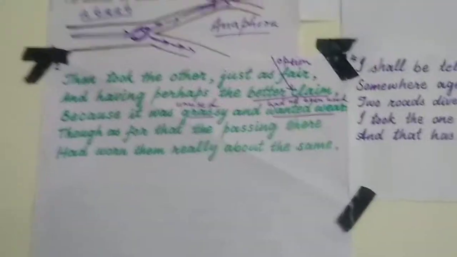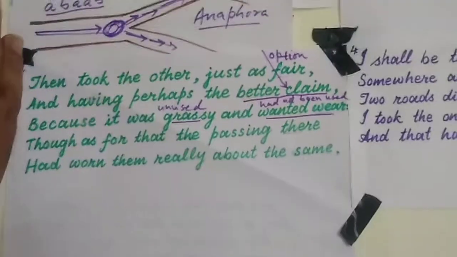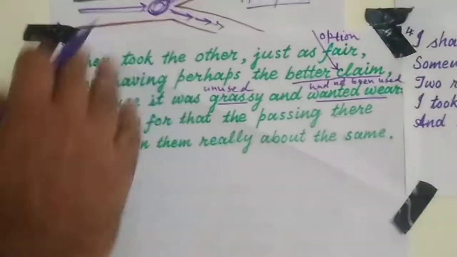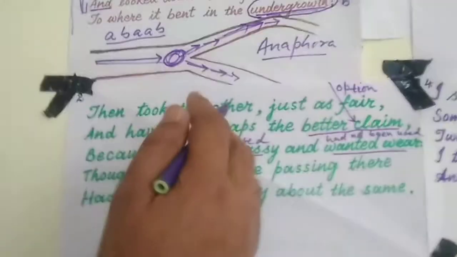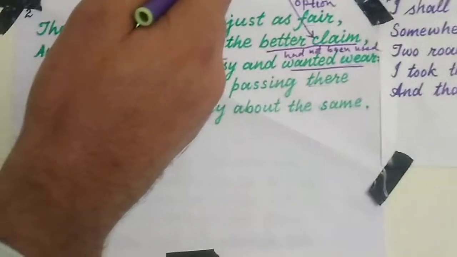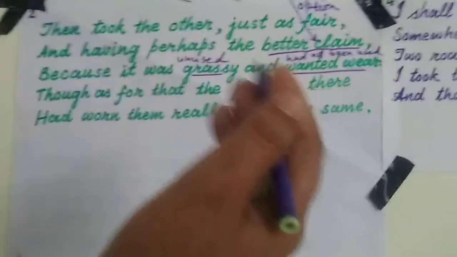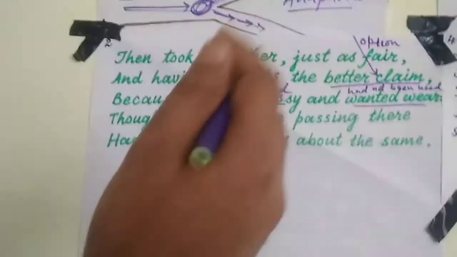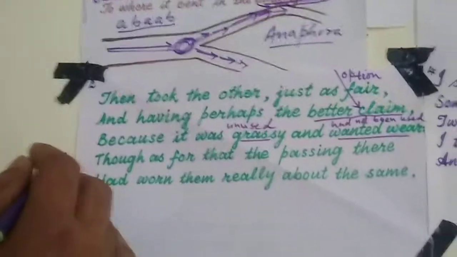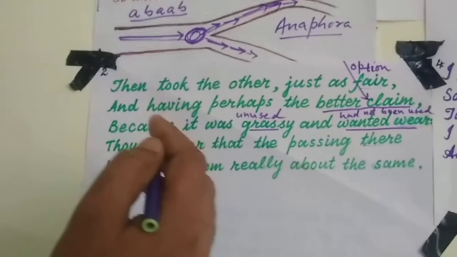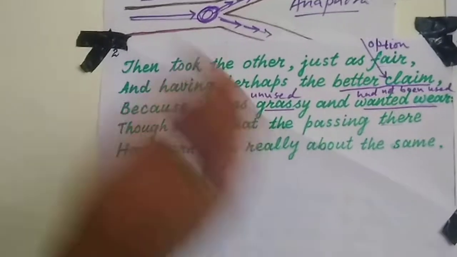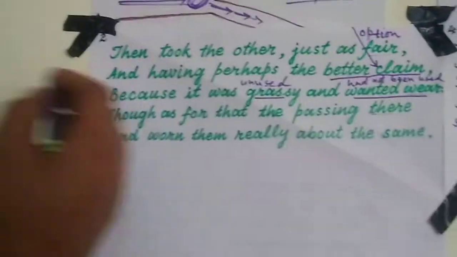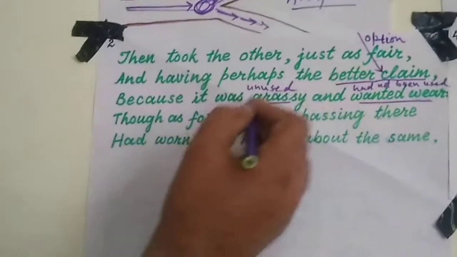So here also the poet thinks which path is better for him, and he finds that the better one is the second one. So he leaves the first one and takes the other road because he thinks it has the better claim. That means he finds it a better option. Then he gives the reason for choosing it, why he chose the second road, because it was grassy.